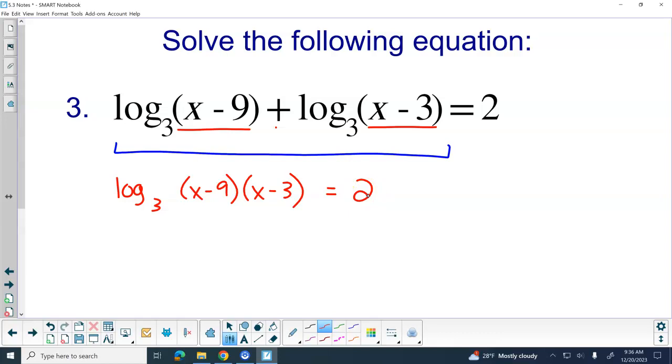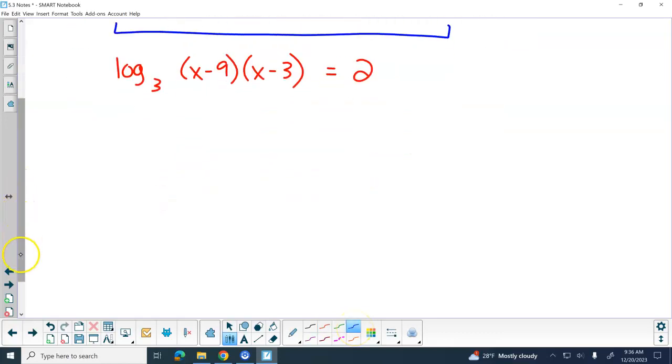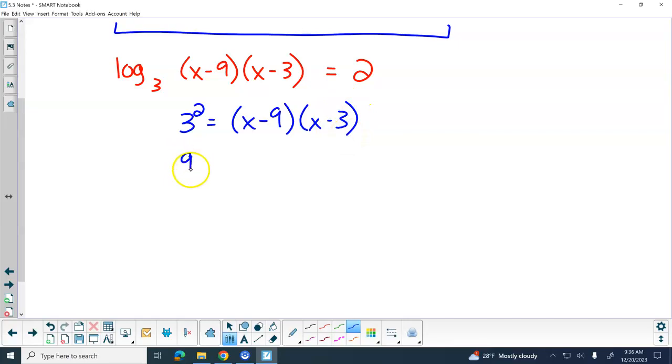Isolated the log. Okay. So now I can switch it, so I can get 3 squared equals x minus 9 times x minus 3. Okay. So then that's going to give me 9 over here. That's going to give me x squared minus 12x plus 27. Got to get it equal to 0, right? Because we got a square. So subtracting 9 from both sides.